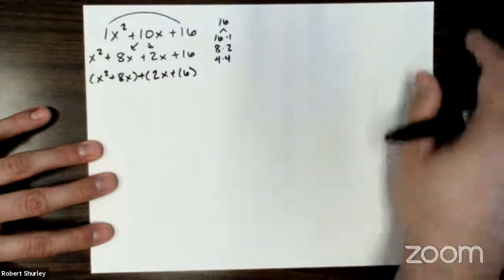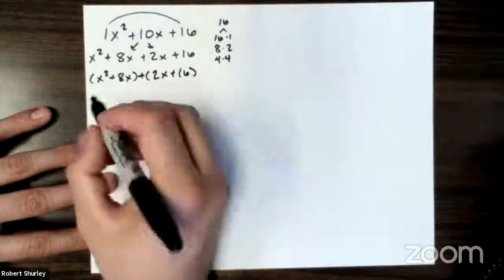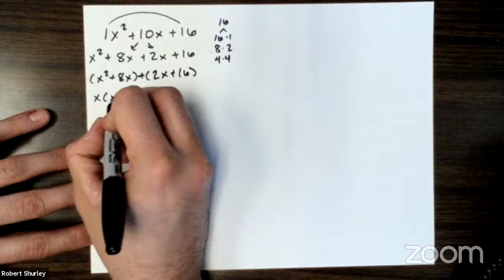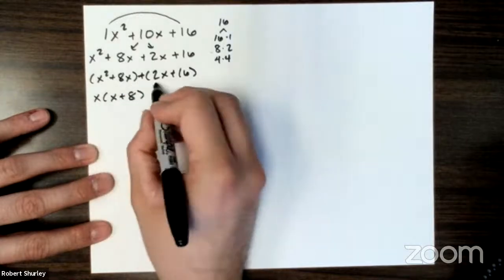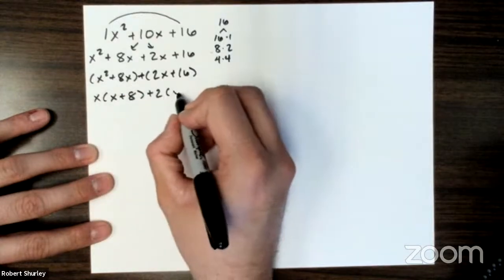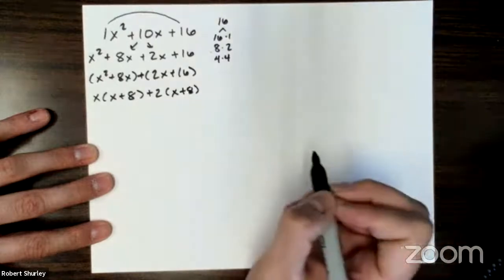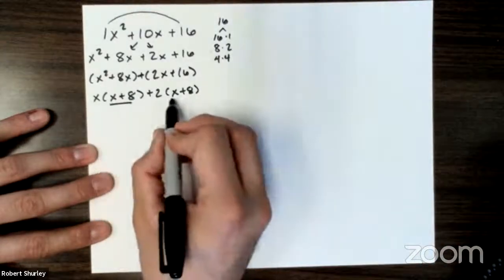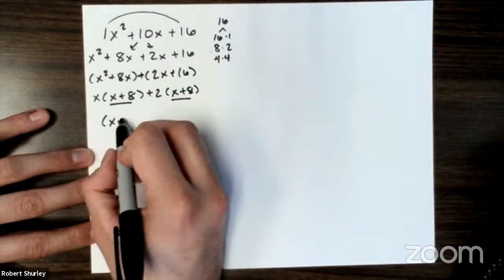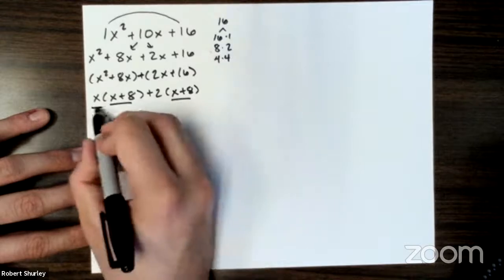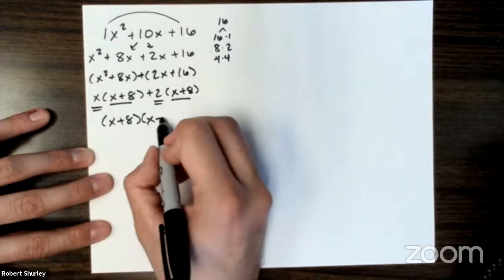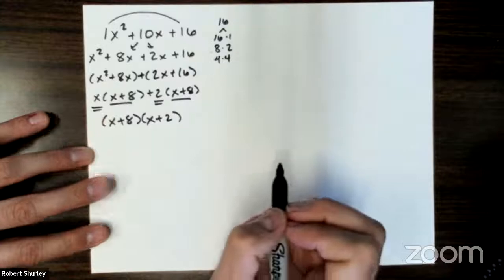Okay? So I'm going to factor an x out. Leaves me with x plus 8. Then I'm going to factor a 2 out, and it leaves me with x plus 8. Okay? And then notice these match. So therefore, I get x plus 8 times x plus 2.